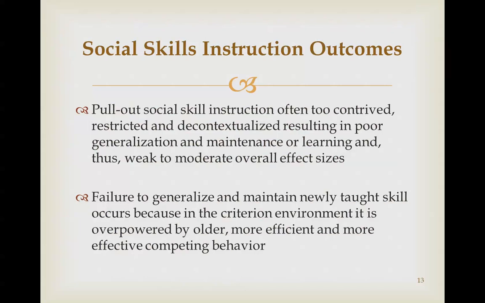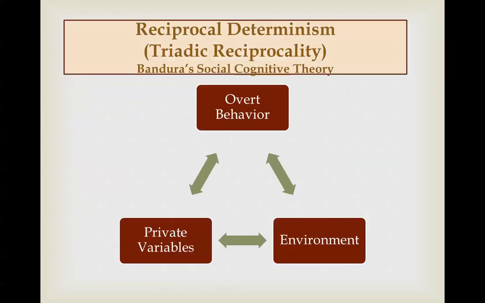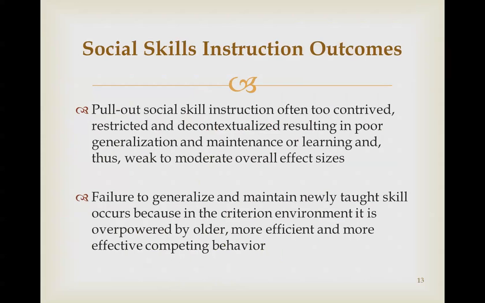Right? And so the failure to generalize and maintain newly taught skills occurs because in the criterion environment, it's overpowered by older, more efficient, more effective competing behavior. So those are the reasons why we think we have those weak to moderate overall effect sizes. I have some other ideas that I'm about to share with you in a moment as we make the transition out of an applied behavior analytic approach to teaching new behavior, social skills, and replacement behaviors, and think more instead about the social cognitive theory approach.